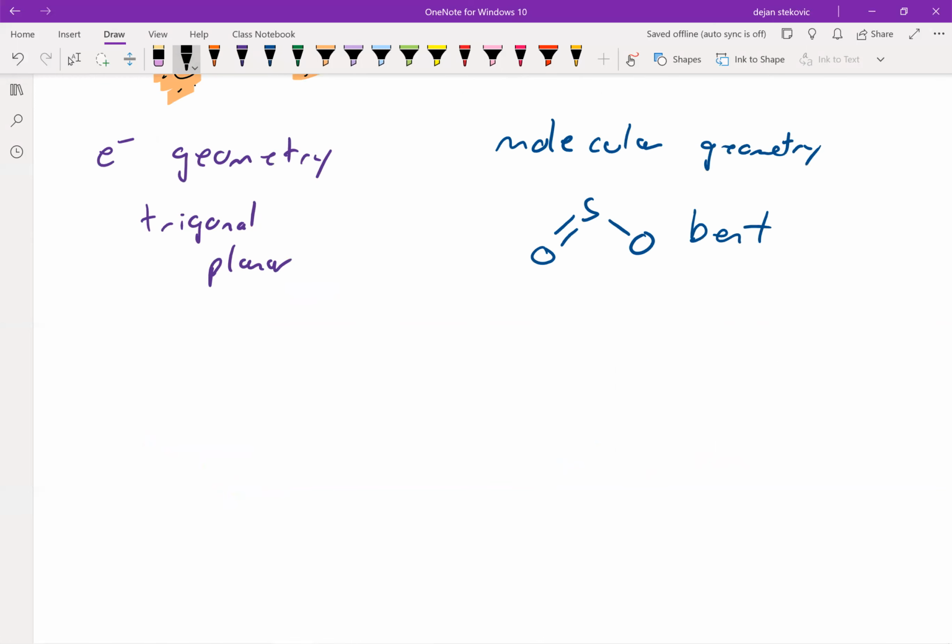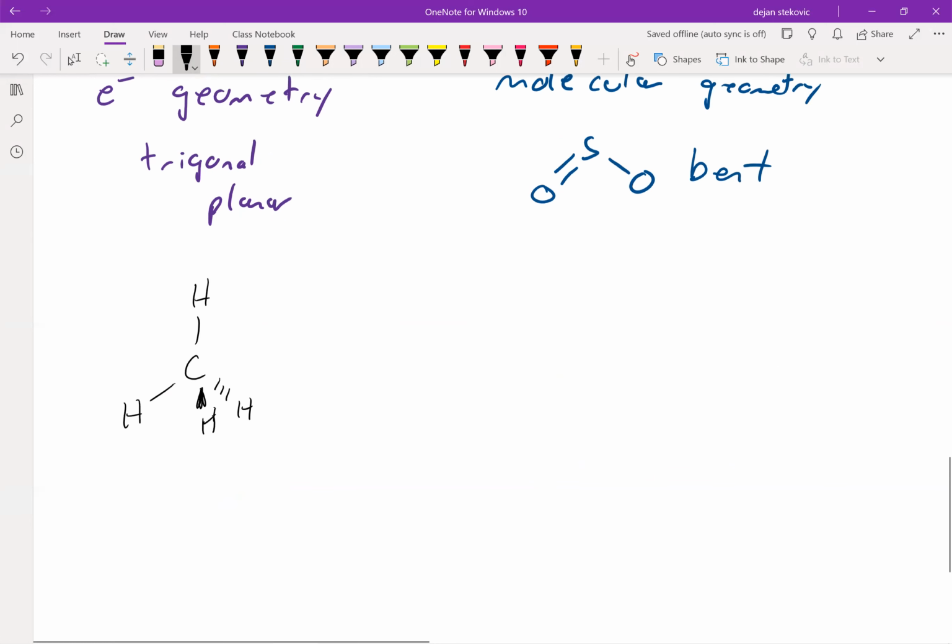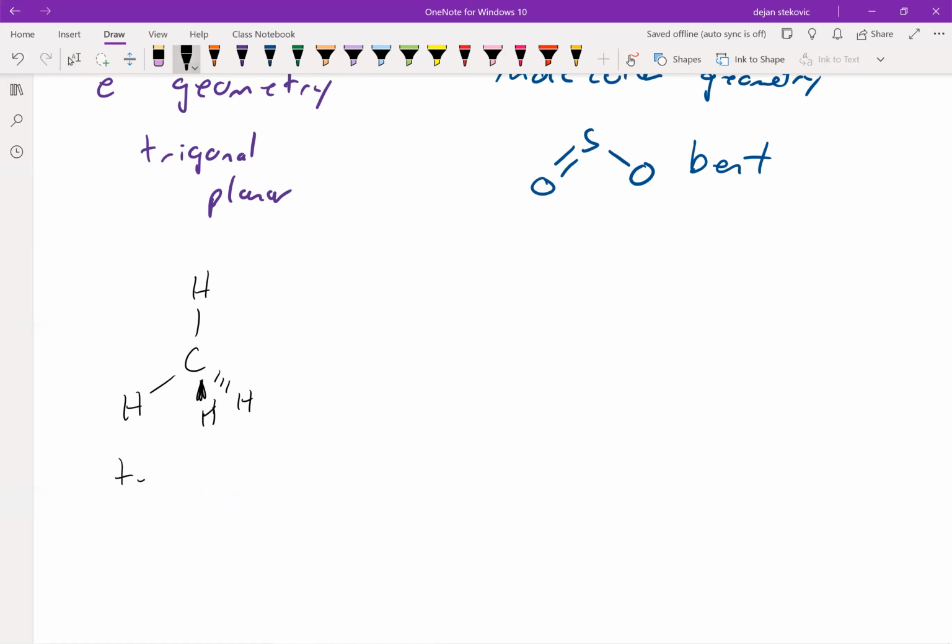So just another example, we have CH4, which has four things and they're all atoms. So this is tetrahedral in both its electron geometry and its molecular shape. Then we have NH3, which again has four things, but now one of the things is a lone pair. And so its electron geometry is still tetrahedral, but its molecular geometry is what we call trigonal pyramidal.